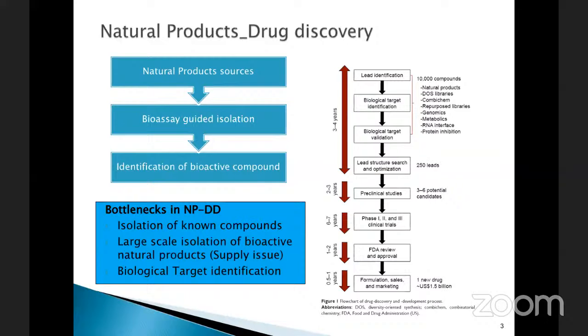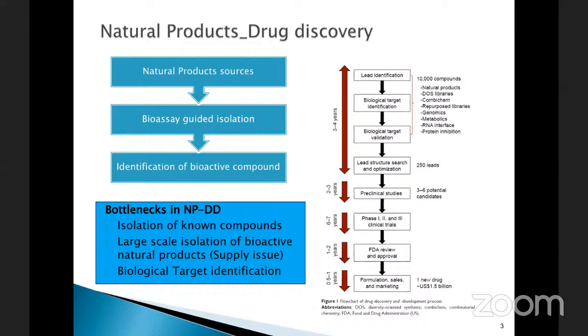I said earlier that if it is a biologically driven process, then you know the target upfront, that okay, this is the target I want to work on. I want to find a molecule which inhibits, or is an agonist for, this particular target.